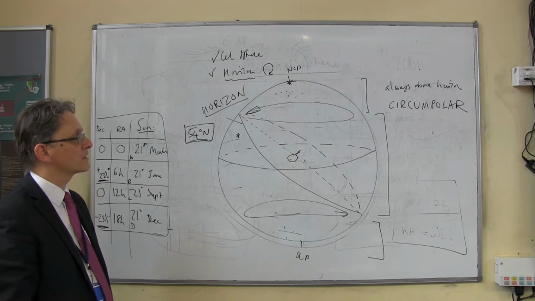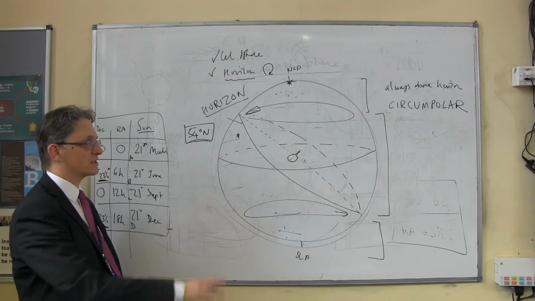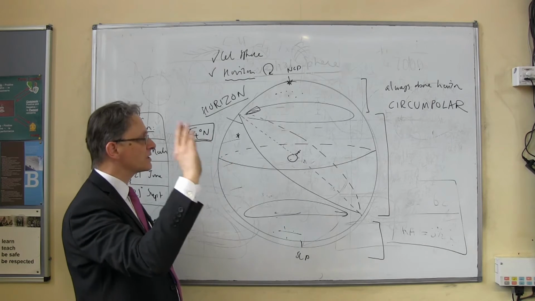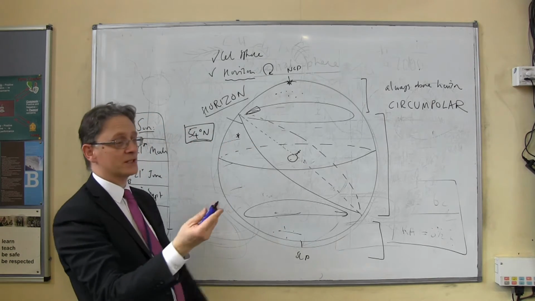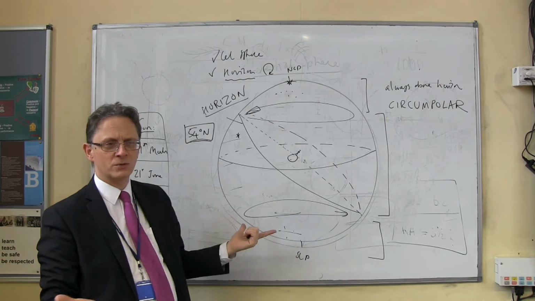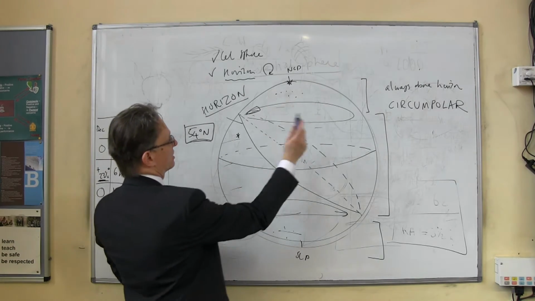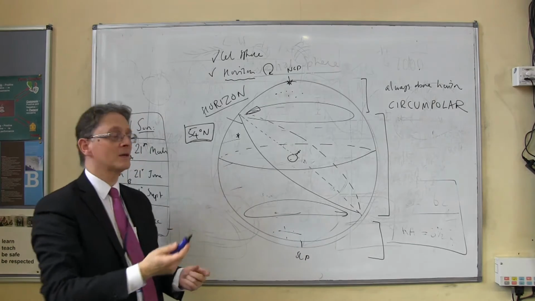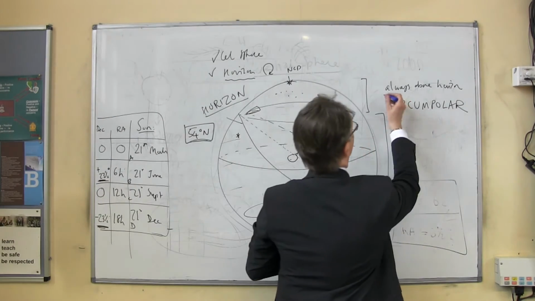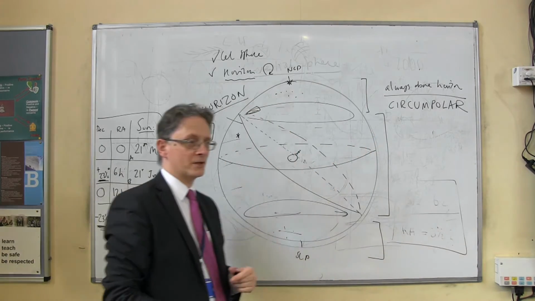Okay? Slightly misleading term. It suggests they circle the pole, which they do. Have you ever seen a star trail picture? But in fact, all stars do, don't they? Some circle the pole and go below the horizon. So again, circling the pole isn't a good way to think about it. The best definition is they are always above the horizon.